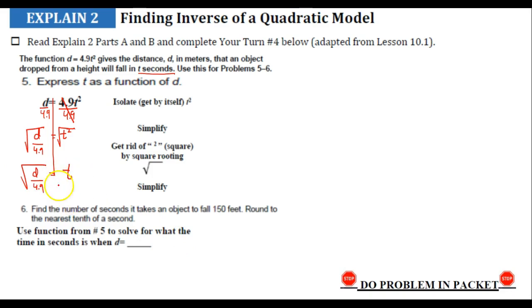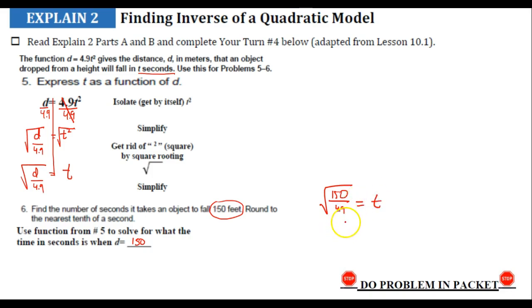So we're going to use this function, just as it says here, to find the number of seconds it will take an object that is 150 feet above the ground to fall. So instead of d, we're going to write 150 feet. Sorry, I misspoke, 150 feet. So let's plug that in. I'm going to write the square root of 150 divided by 4.9 equals t.